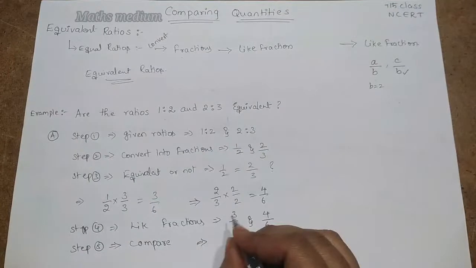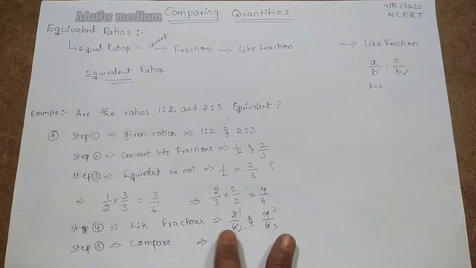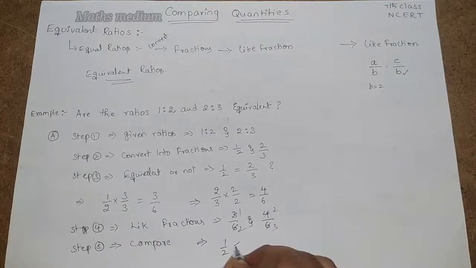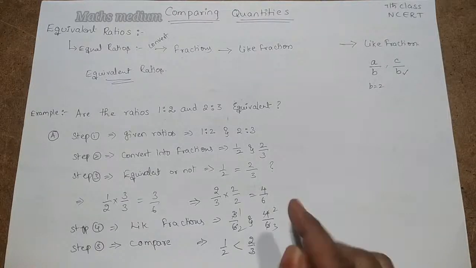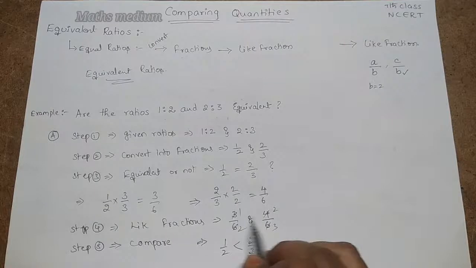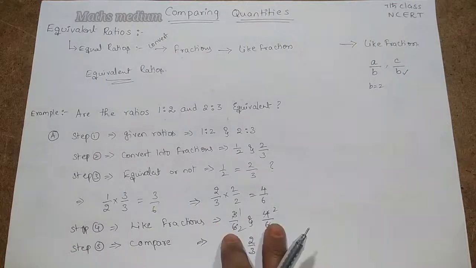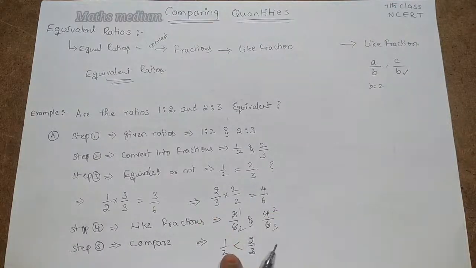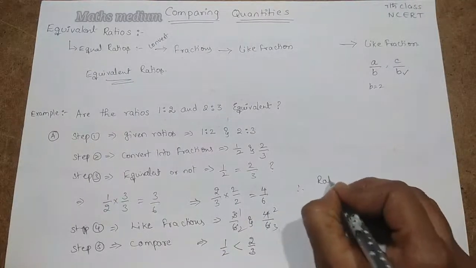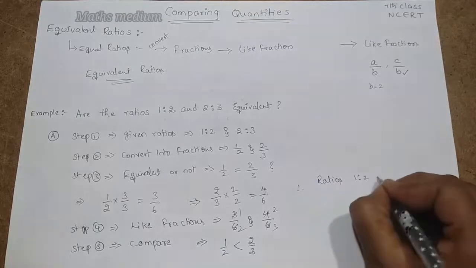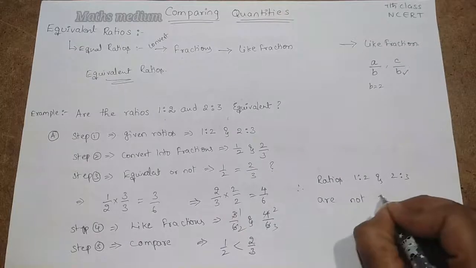Of course, 3 ones are 3, 3 twos are 6, and 2 twos are 4, 2 threes are 6, right? So here 1 by 2 is smaller than 2 by 3. So these two are not equivalent because the numerators are different values but the denominators are equal. If in case there were 4 by 6 and 4 by 6, these two given ratios would be equivalent, but in this case these two are not equivalent. Therefore, the ratios 1:2 and 2:3 are not equivalent.